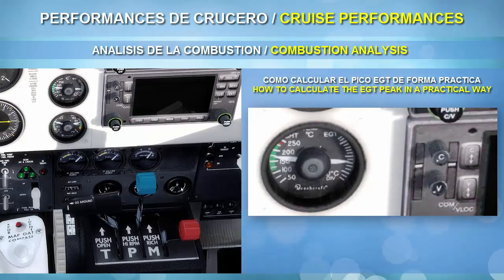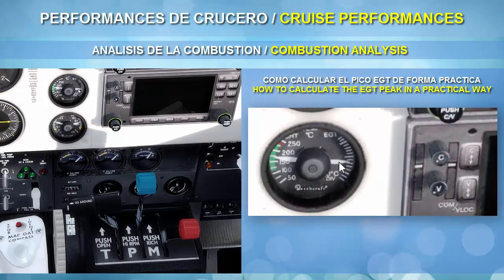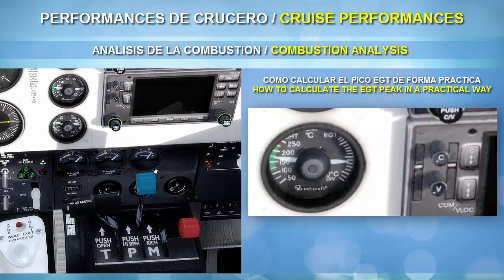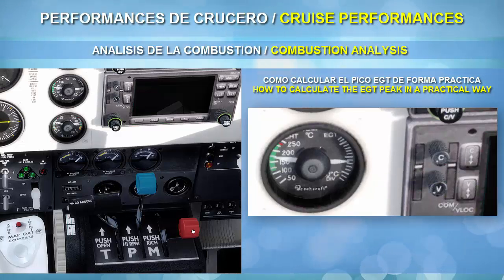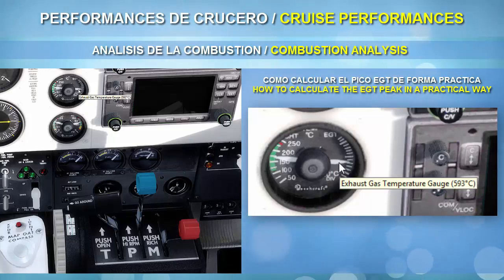Yeah, I'm sure you agree with me about that, that rich is always better. But the thing is that you need to fly rich, okay? Because in that way it will be safer for your aircraft. So calculating the EGT peak and flying 20 degrees lean or 20 degrees rich of the peak is not so complicated.